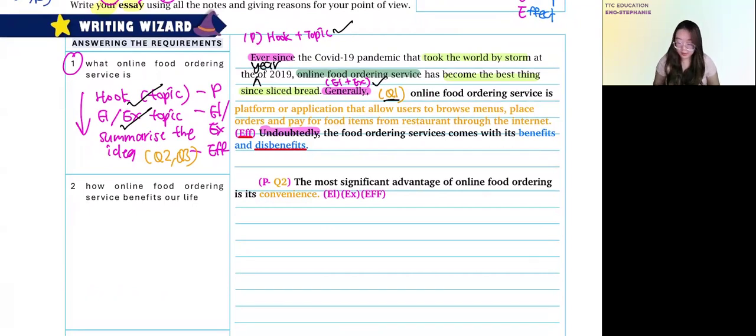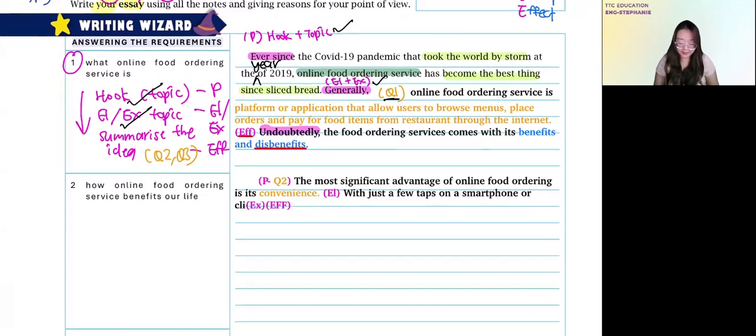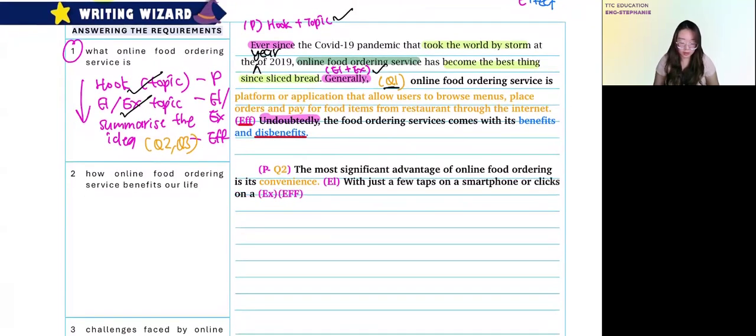Okay. But after you talk about convenience, this is just the point we have to elaborate. So what we have discussed just now is that because it's easy, you don't have to queue outside. You can say with just a few taps on a smartphone. In case you are not using a smartphone, you use a computer or laptop, right? You can say, or clicks on a computer.